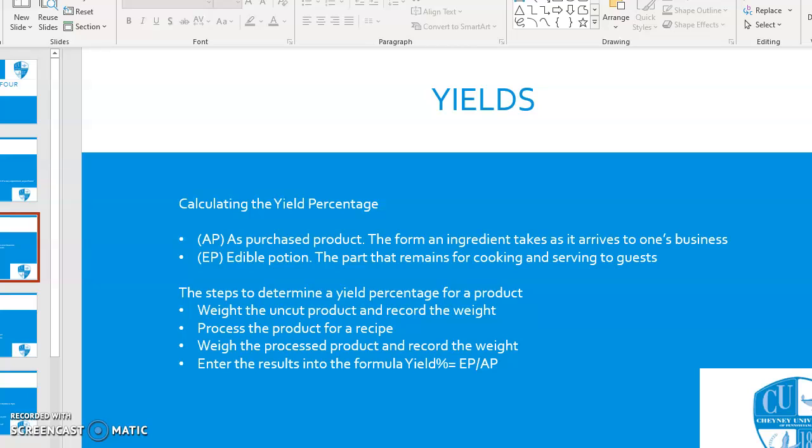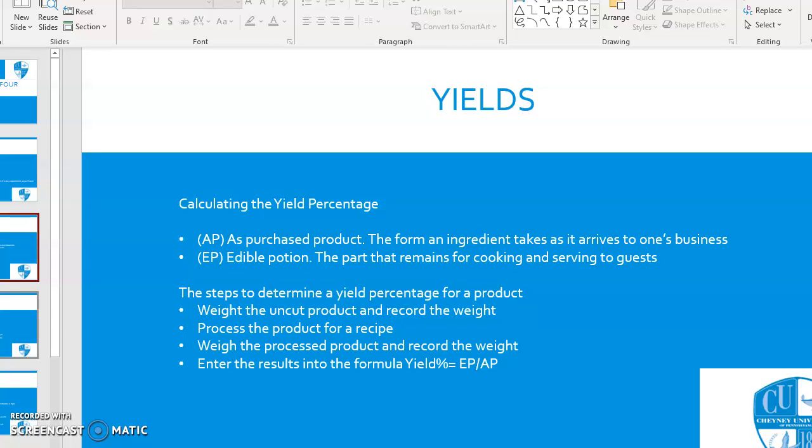So the as purchased product would be the AP, and the EP would be the edible portion. Now, of course, your customers are not going to eat the as purchased product. They're going to be eating the edible portion. That's the portion, of course, that would be more reasonable to feed your customers.